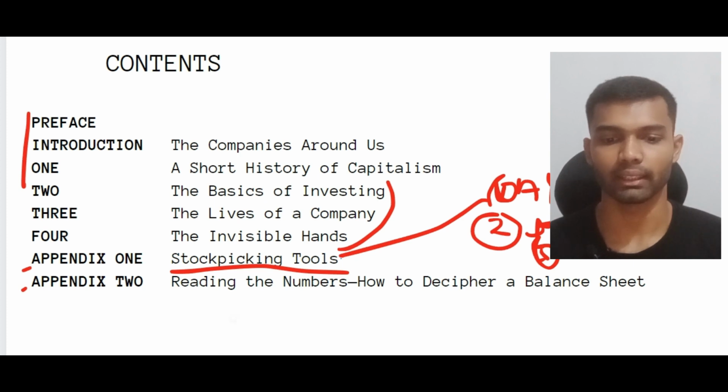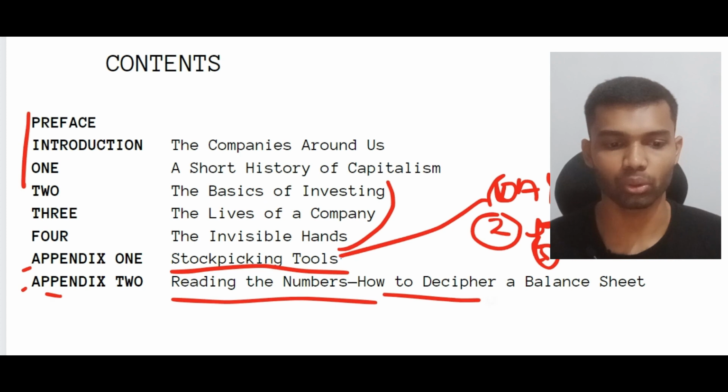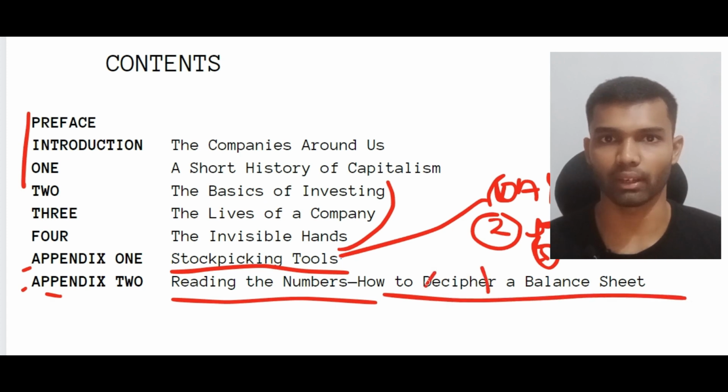Okay. In the appendix 2, Peter Lynch mentioned reading the numbers and how to decipher a balance sheet. That is, how to understand and take advantage of a balance sheet and how to know better about the balance sheet.